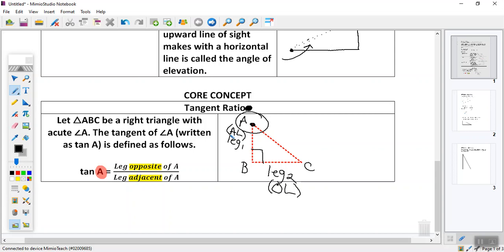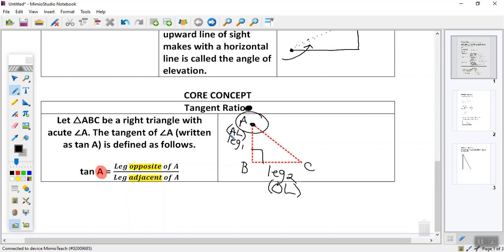Now again, this letter A right here is important because it tells you where you are standing. Let me ask a question. What if I would have said tangent of C? Would that be the same thing, or would that be something different? Which leg is opposite of angle C? Leg 1. And then which leg is adjacent to C?